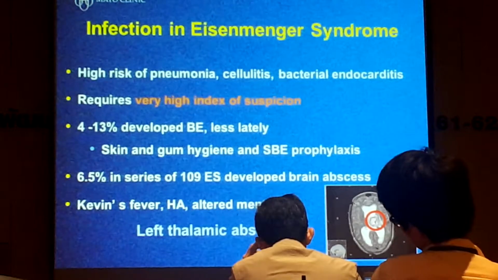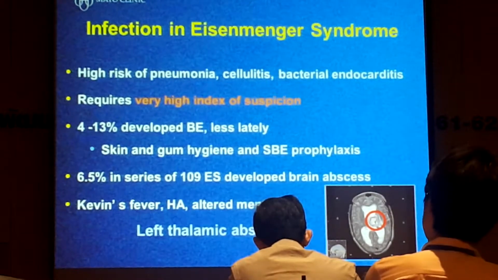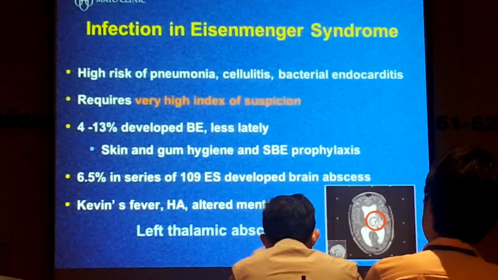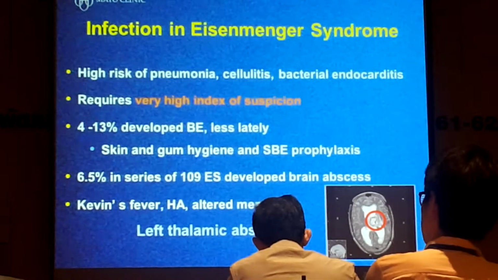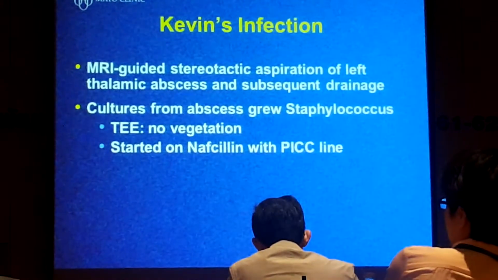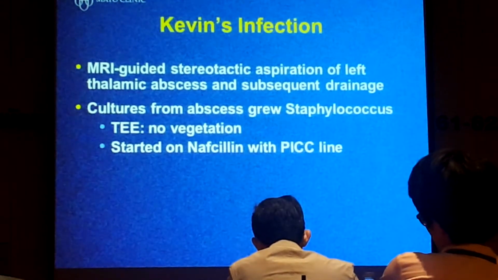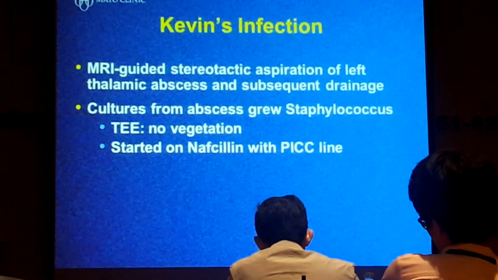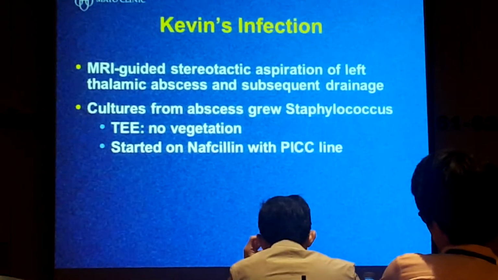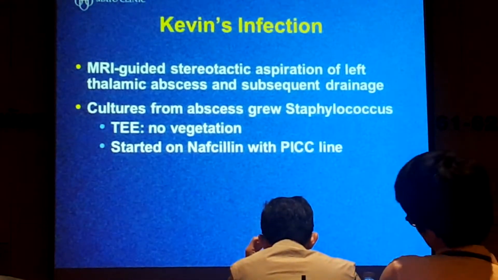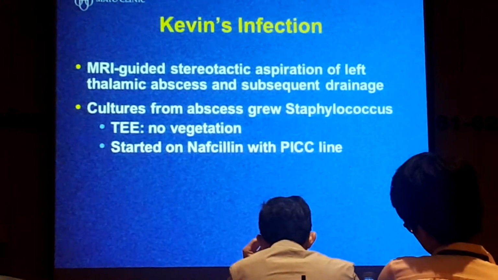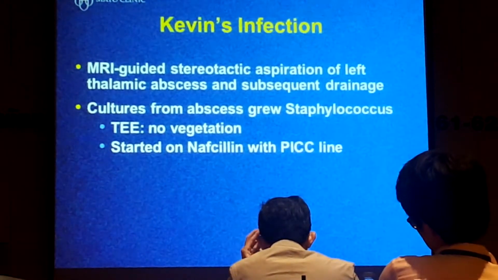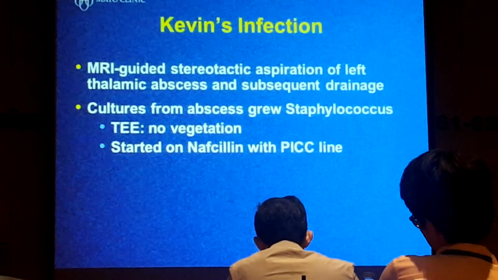So whenever you see an Eisenmenger syndrome patient who's not behaving well, think infection. Take blood cultures. You'll never be wrong. And if it's mental status changes, do a brain MRI. So we did a brain biopsy and got a staphylococcus infection. The echocardiogram didn't show a vegetation, but he was treated with nafcillin, and we put in a PICC line because we wanted to give him at least 6 weeks of antibiotics. We treated him for a brain abscess, and we drained his abscess.